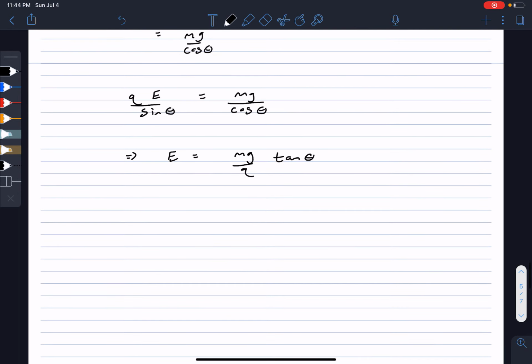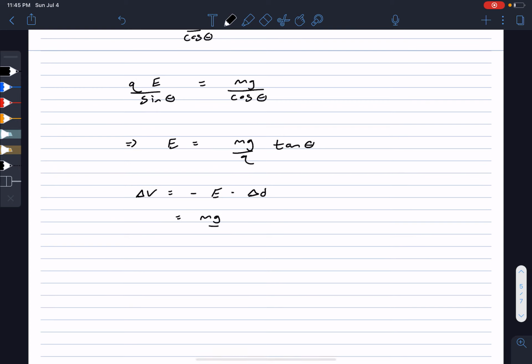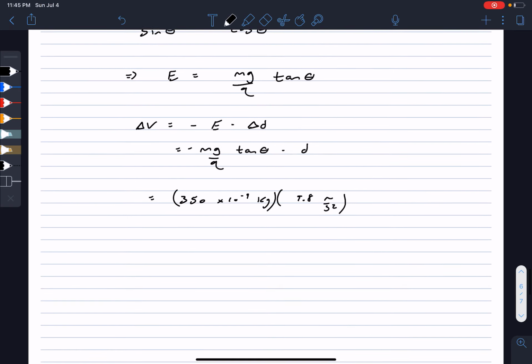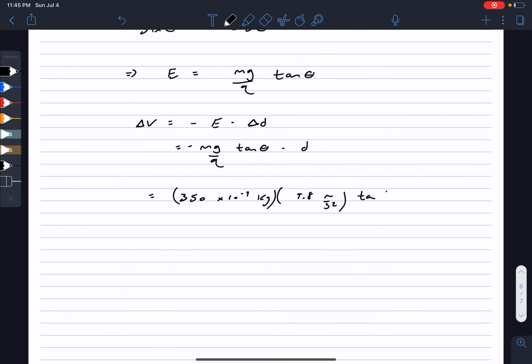Okay? Now recall that the potential is the negative E times delta D. Right? So that's going to be mg over Q tangent theta times D. So then we plug everything in. 350 times 10 to the negative 9 kilograms times 9.8 meters per second squared. That's gravity acceleration, and then we got tangent of 15 degrees. Then we have 0.04 meters over 30 times 10 to the negative 9 coulombs.